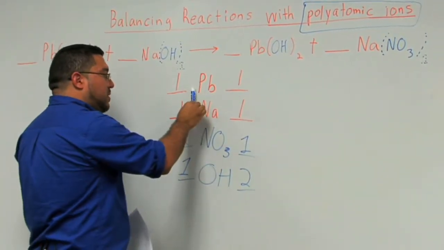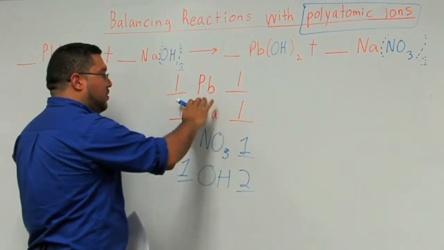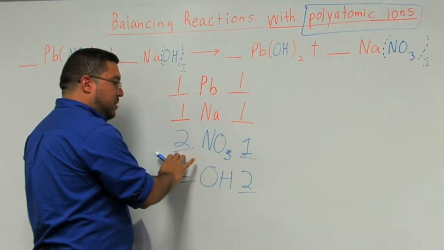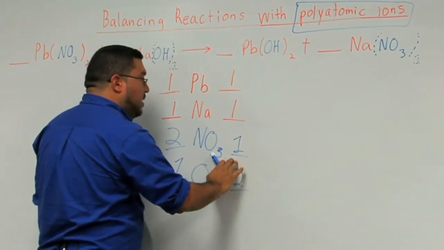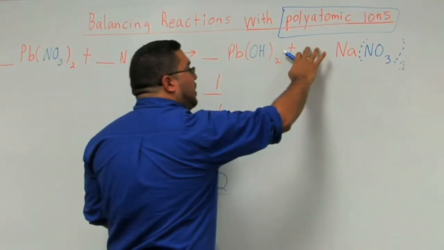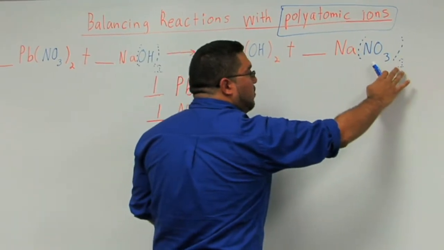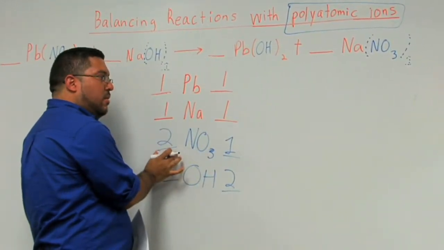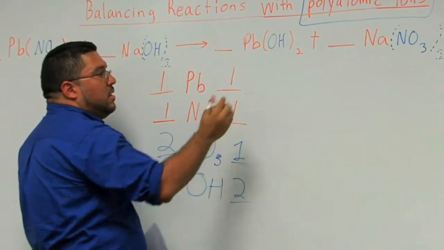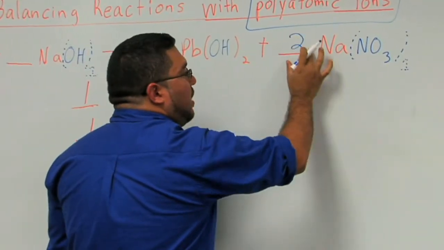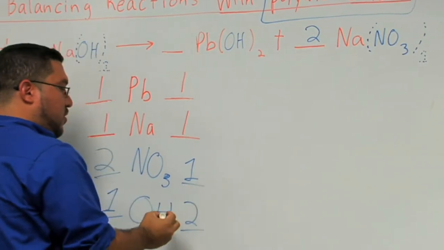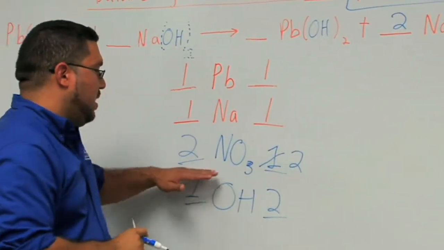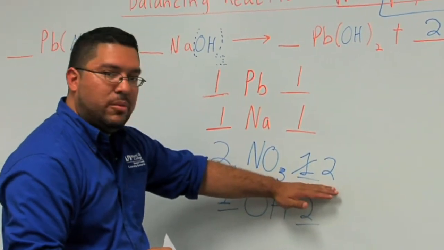I start from the element on top and I work my way down. This one's already balanced. Sodium's already balanced currently. Nitrate, I have 2 on the left, but only 1 on the right. So what coefficient can I put over here that when I multiply it times my invisible 1 will give me a total of 2? Well, it'd have to be 2 times 1 to give me 2 nitrates. So now this is already balanced. I have 2 nitrates on the left, 2 on the right.